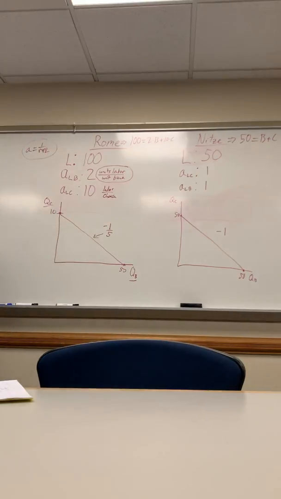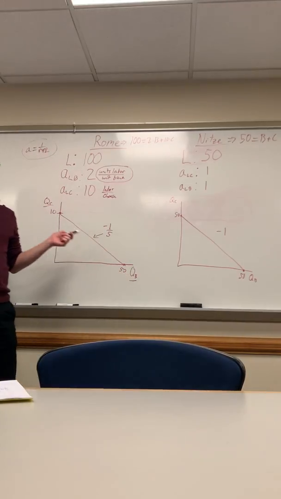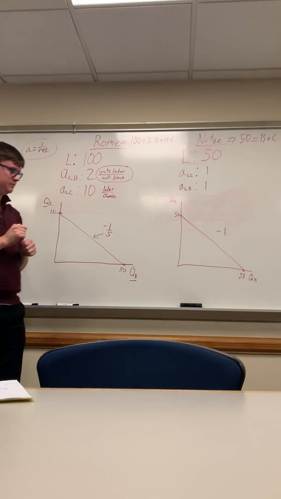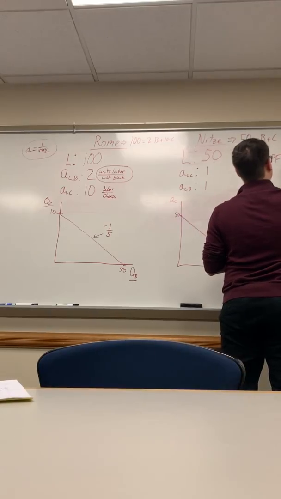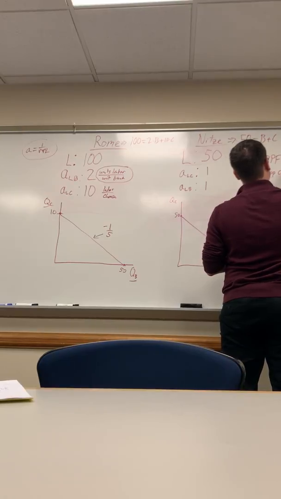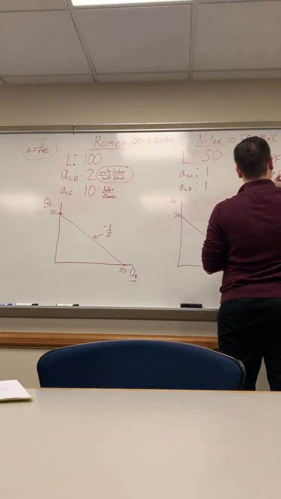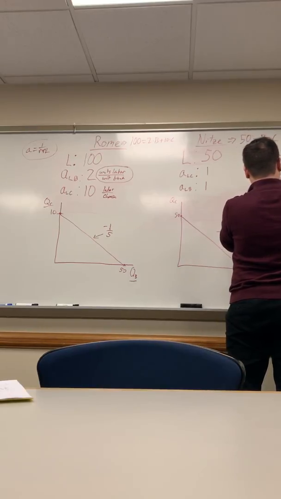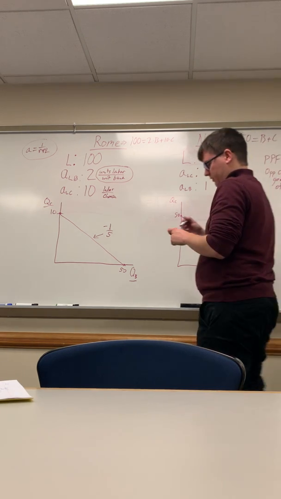So key point here, the slope of your PPF is the opportunity cost of your x-axis good in terms of your y-axis good. So PPF slope equals opportunity cost of x-axis good in terms of your y-axis good.